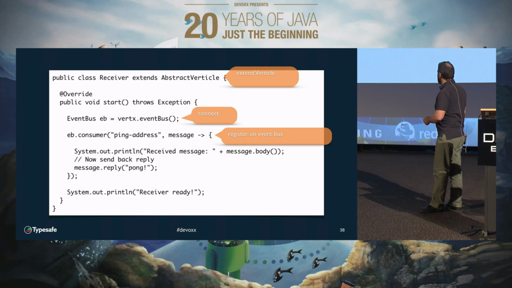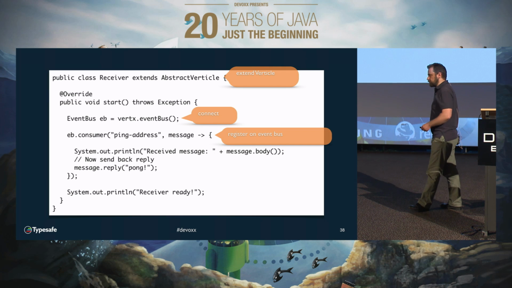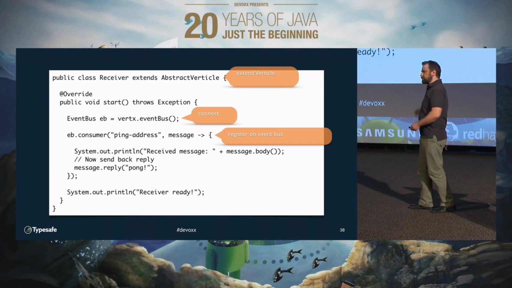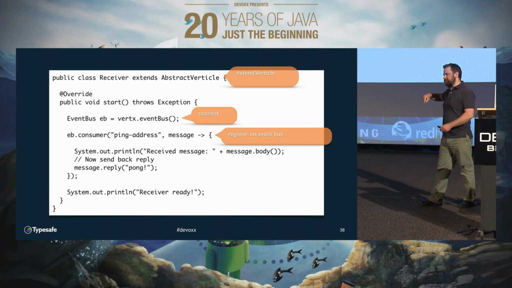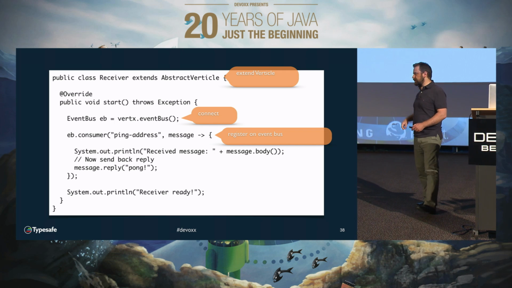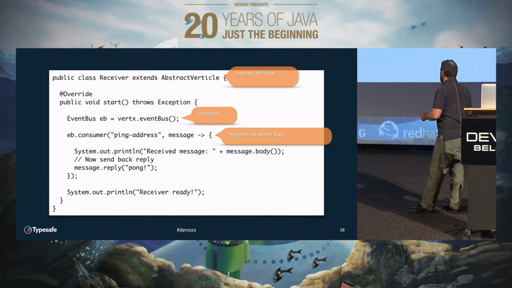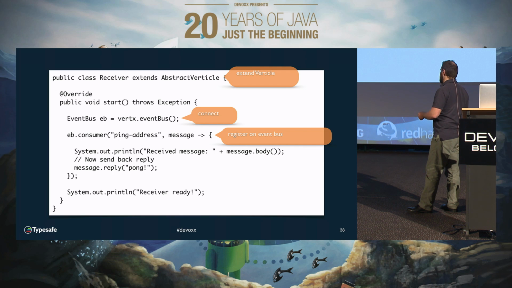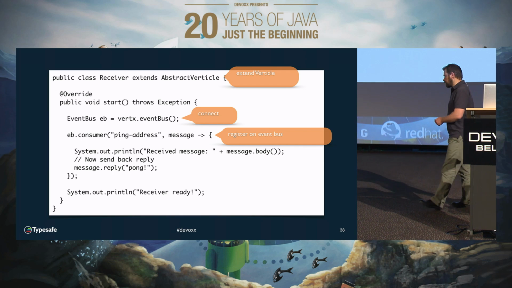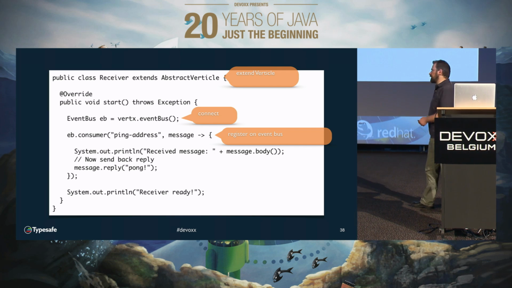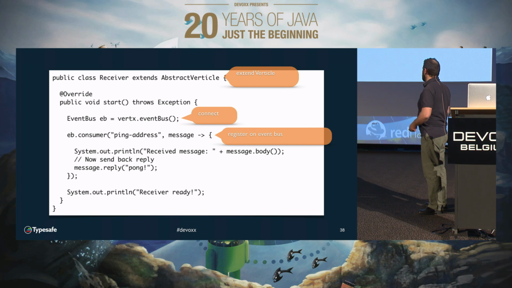And then you register yourself and you say, okay, this is the address. I'm going to be known as ping address. And somebody's going to put a message on the event bus and is going to say this one is for ping address, and then this is going to be invoked, especially this lambda here. So again, callback style. Obviously, this is like a hello world example. I get a ping, and I'm going to reply with a pong.